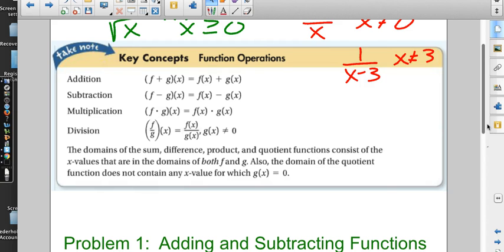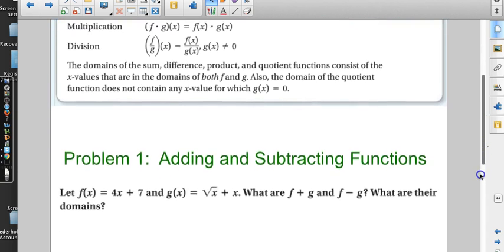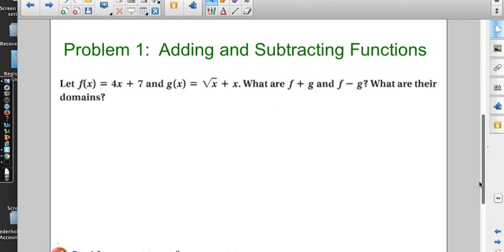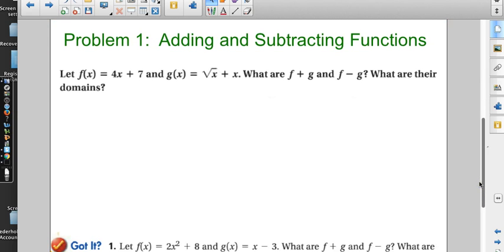So we think about all of that when we start, and we think about it all the way through the process. As we went through the process, did we have to take any even roots? New restriction on the domain. Did we do any division with x? New restriction on the domain.